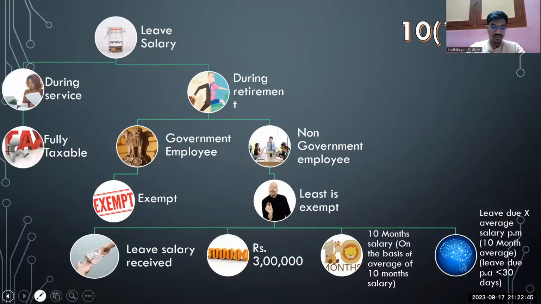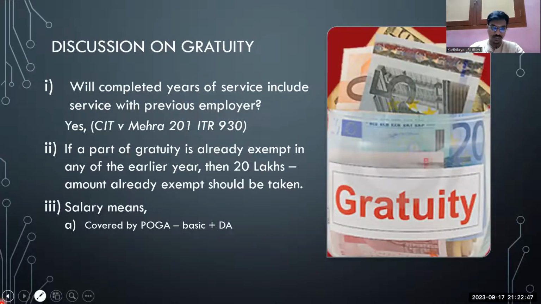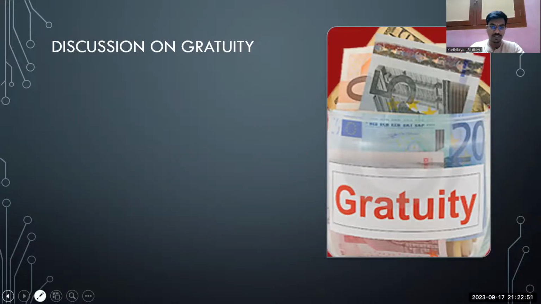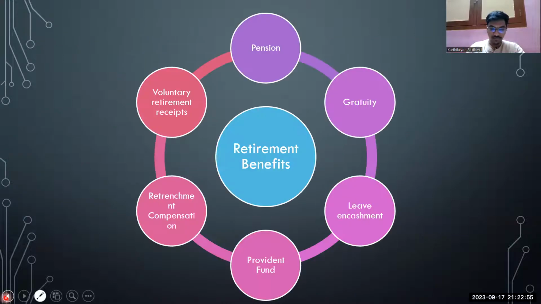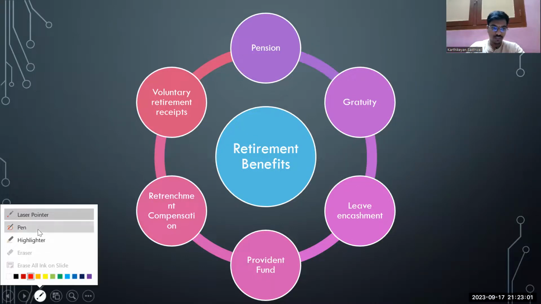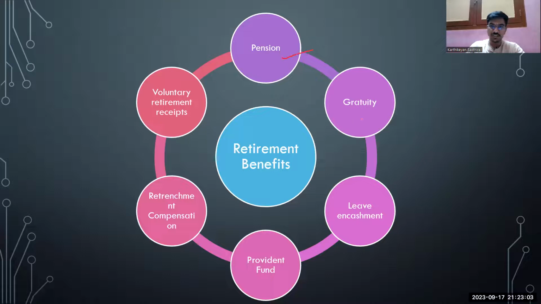Right. So for the next topic of our discussion, we'll go back to our initial slide. The salaries chapter was broadly split into allowances, retirement benefits, and then the perquisites. Now we are in the part of retirement benefits, of which pension is done and gratuity is done. Now we are going to take up leave encashment, retrenchment compensation, and voluntary retirement receipts. We'll stop there for the day.